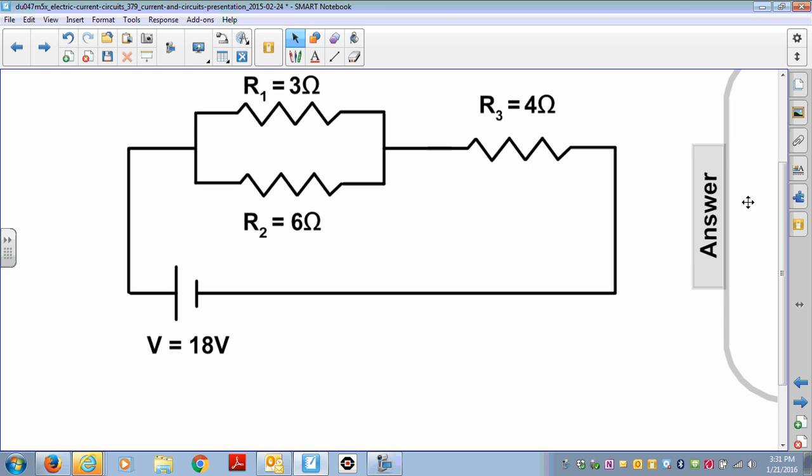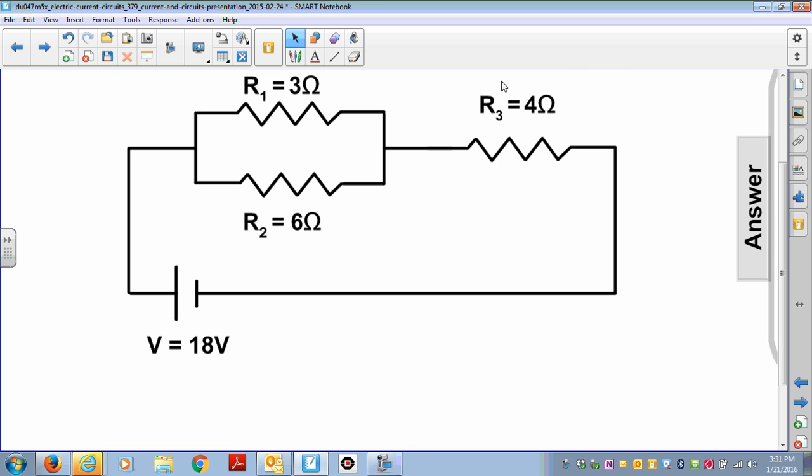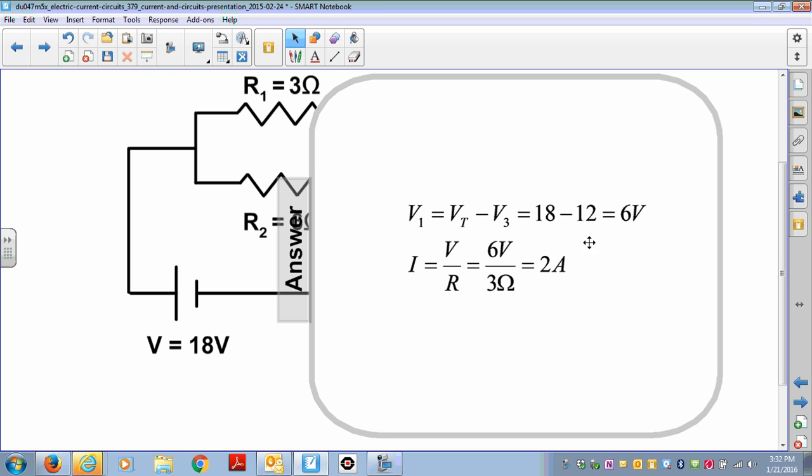If you look at the circuit, this voltage drop plus the voltage drop on either of these must be equal to the power supply, which is 18. So we take 18 minus this voltage drop on R3, and that has to give us the voltage drop on R1 and the voltage drop on R2. Once you have that voltage drop of 6 volts, you then take the 6 volts divided by the 3 ohms, and that gives you 2 amps.